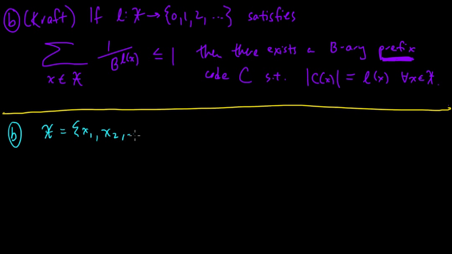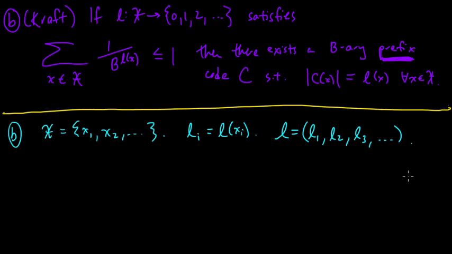So we have our set X, and let's just label its elements x1, x2, and so forth. There may be finitely many, there may be infinitely many, but we can always label them because it's assumed to be countable. And let's also call l_i, just to simplify life a tad, l of x_i. And furthermore, let's call L, a little bit ambiguous here, but not too bad, the sequence of these l's, a vector in the finite case: l1, l2, l3, and so on.